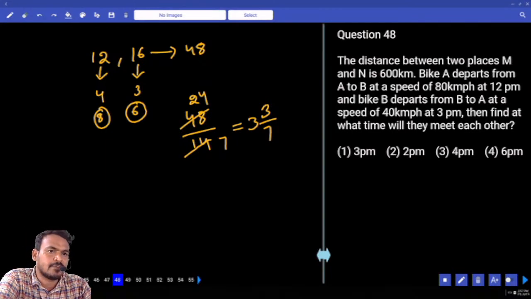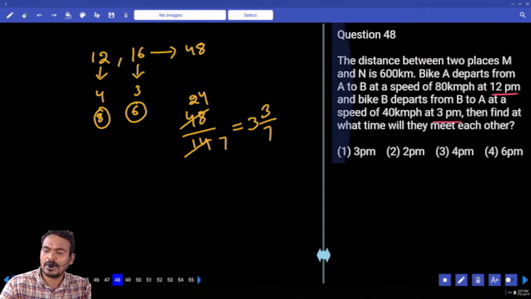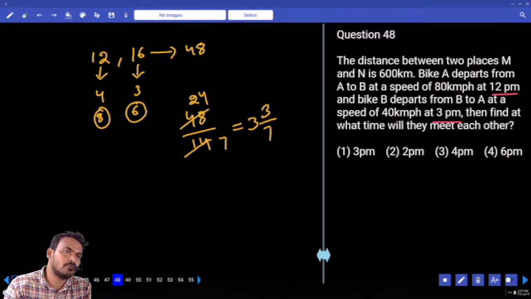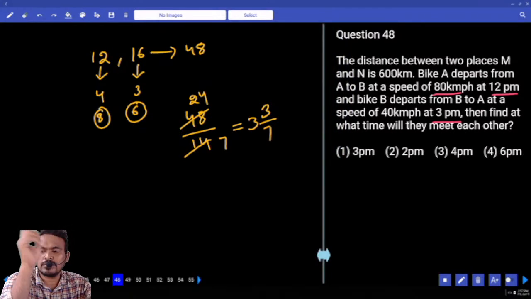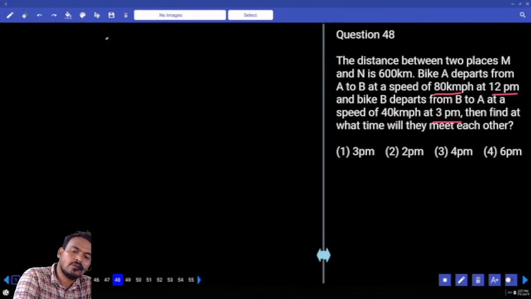Definitely they will meet after 3 pm or before 3 pm? After 3 pm. But the first one's starting time is 12 pm, the second one's starting time is 3 pm. In between 12 pm to 3 pm, only the first bike moves or the second bike? First bike. What is the first bike's speed? 80. From 12 pm to 3 pm, how many hours has the first bike traveled? 3 hours. Per hour 80, 3 hours, 240 or not?